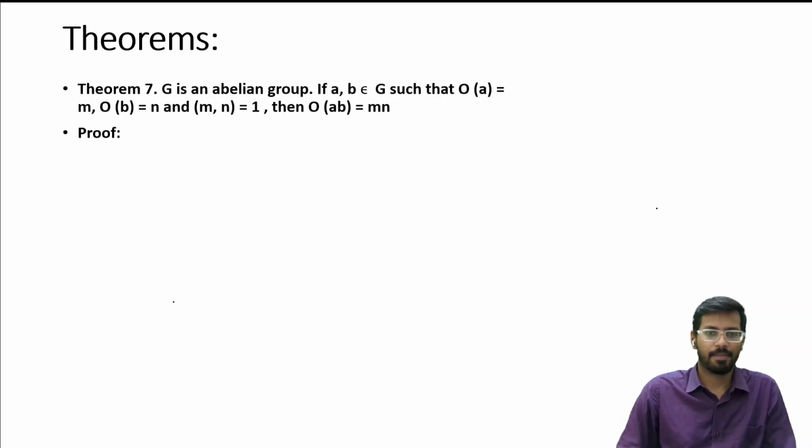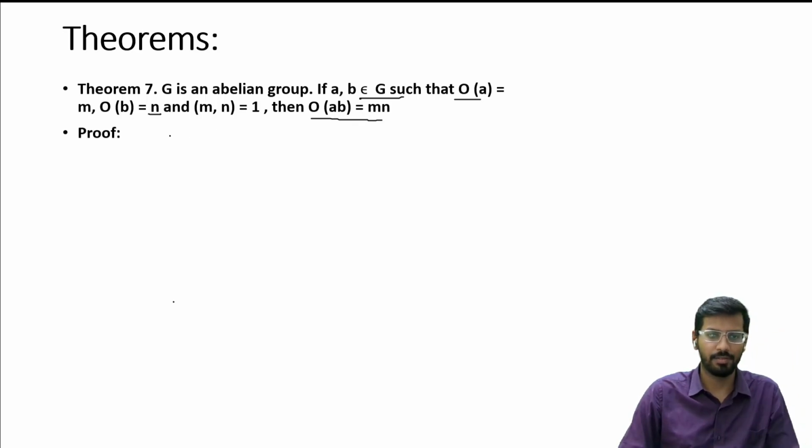Next, given that group G is an abelian group and two elements a and b belong to G, such that the order of a is m and the order of b is n, and given that m and n are relatively prime, we have to prove that the order of ab is equal to mn.